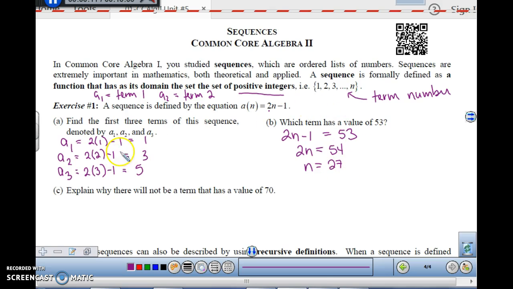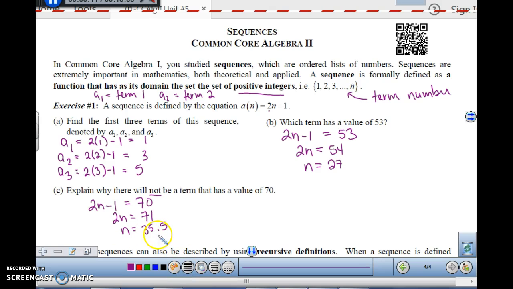If you were to list the answers out, 1, 3, 5, 7, 9, and so on and so forth, the 27th term would be 53. Okay, explain why there will not be a term that has a value of 70. Okay, so if I set 2n minus 1 equals 70, I get 2n is equal to 71 because I add the 1 to both sides. And I get, divide by 2, I get n is equal to 35.5.